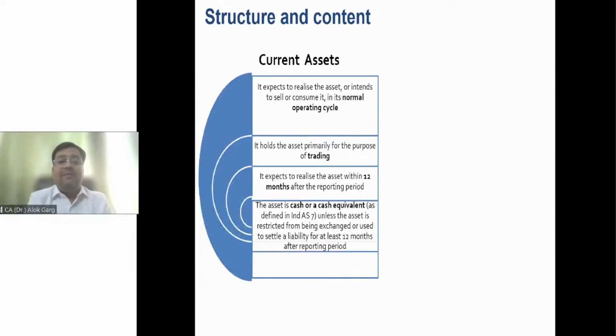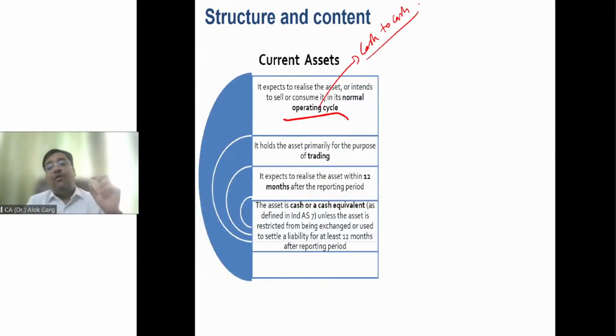For example, what is meant by operating cycle? Operating cycle means cash to cash. For example, the company is investing cash for procurement of raw material, and it will take around 3 months to procure the raw material, right? Then it takes around 5 months to process the raw material and make finished goods. So in the procurement of raw material, 3 months will be required.